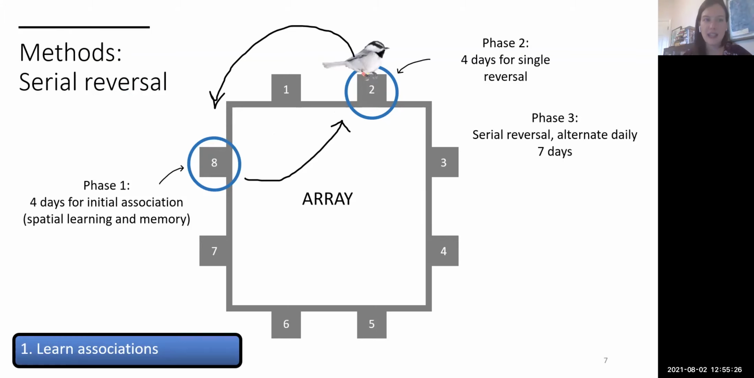The reason we alternate daily is because this allows birds to forage at any point in time during daylight hours. Again, this is in a natural setting. We can't control when birds will arrive at the arrays. And it also allows for at least 12 hours each night when the feeders are shut down.